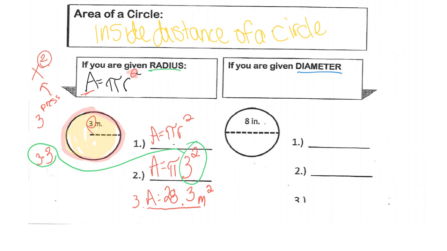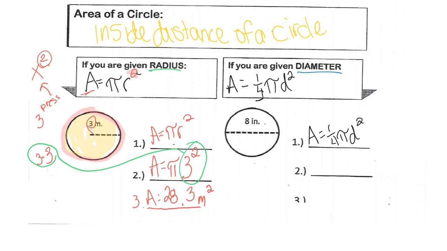Okay, diameter is a little bit more complicated, and therefore the formula is a little bit more complicated. The formula is area equals 1/4 pi times my diameter squared. So we have this 1/4 in front, and that's the big difference. Okay, so again, this first line is always where we write the formula: area equals 1/4 pi diameter squared.